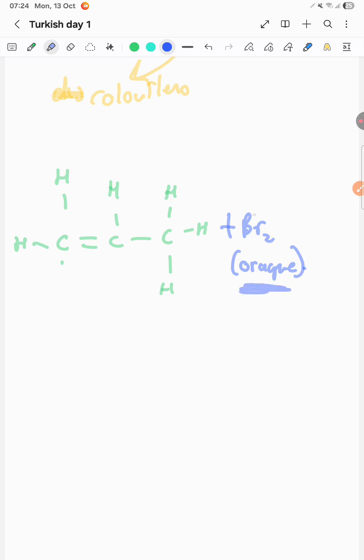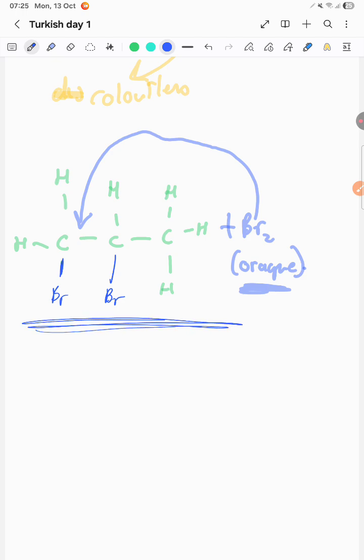Now, the two bromines come to where the double bond was. So where the double bond was, you must put one Br and the other Br. I hope that makes sense. Where the double bond was. So this is the correct answer.